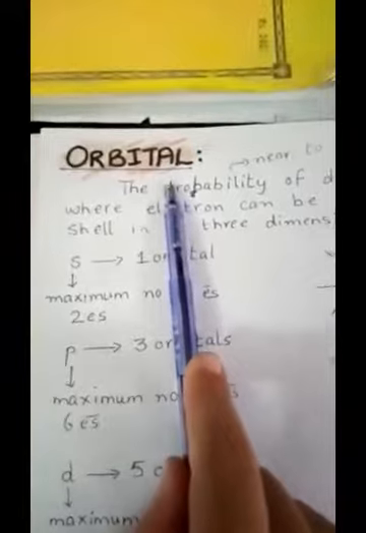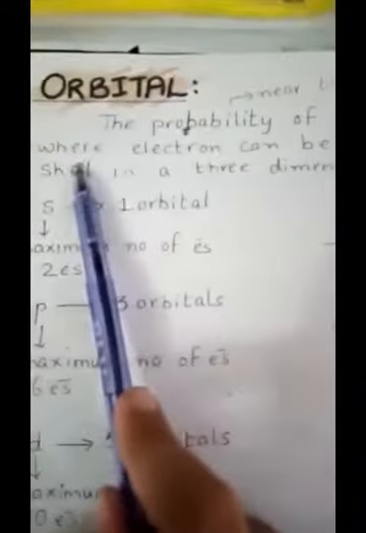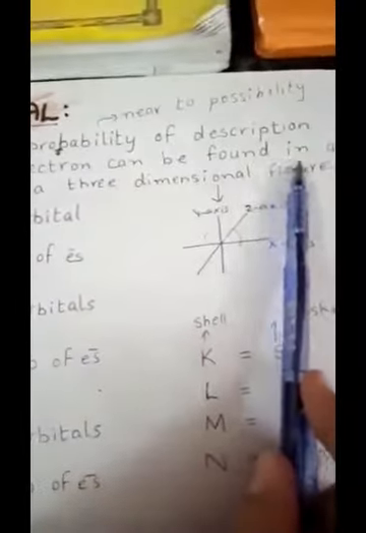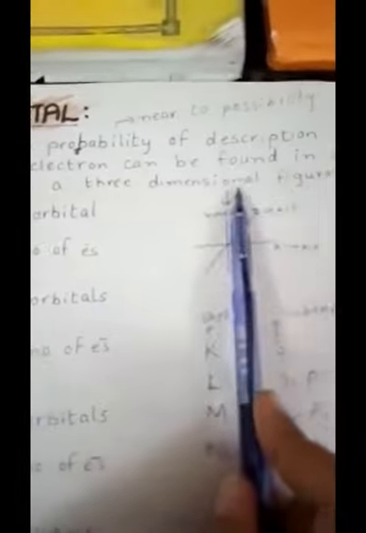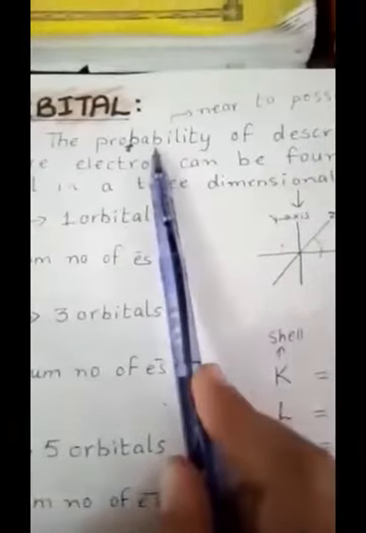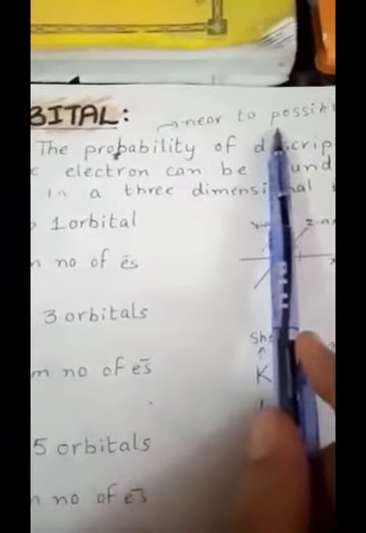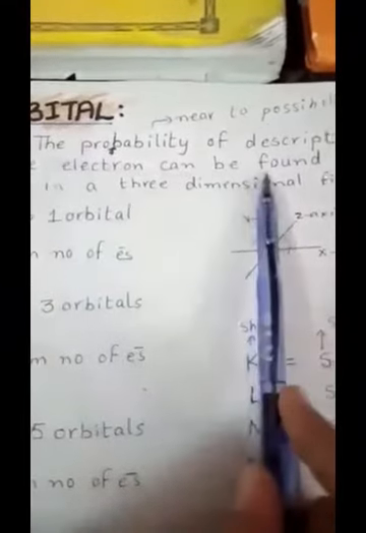Now next is orbital. What is this? It is the probability description of where an electron can be found in a shell in a 3-dimensional figure. Probability means nearness to possibility. Now what do you mean by this statement?